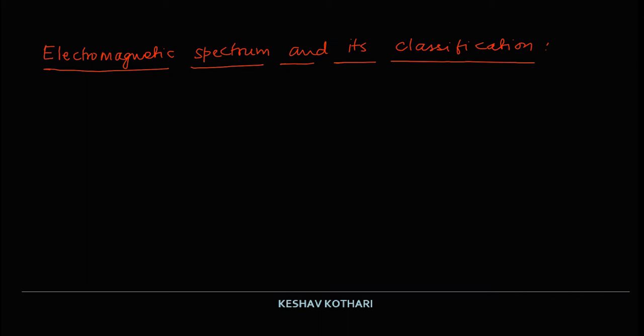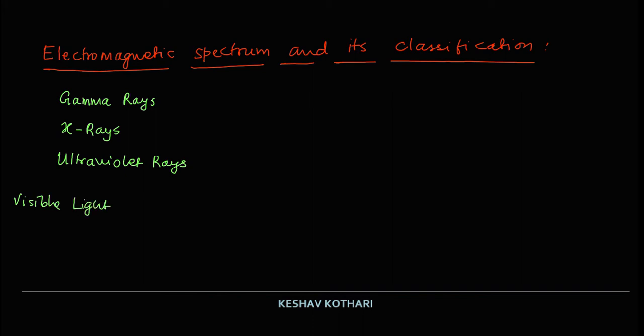The first thing that I am doing over here is naming the electromagnetic spectrum in increasing order of wavelength or decreasing order of frequency. We begin in this way: first of all, gamma rays, then X rays, then ultraviolet rays, then visible light, then infrared rays, microwaves, and last we have radio waves.